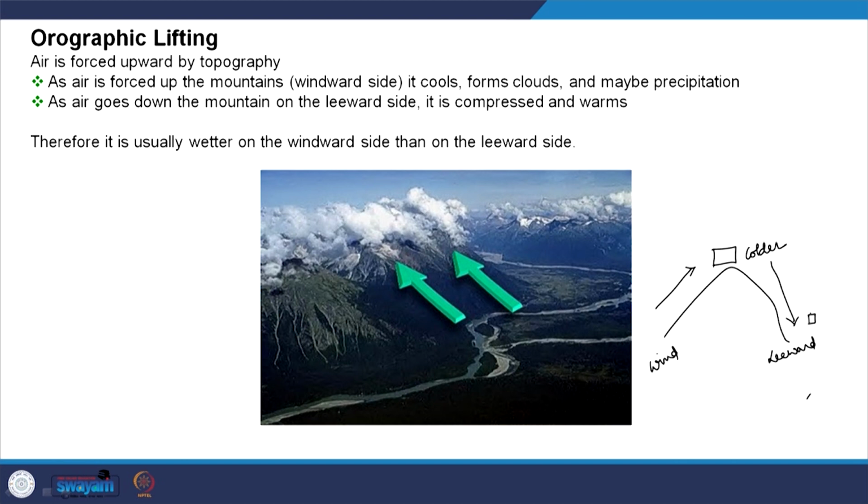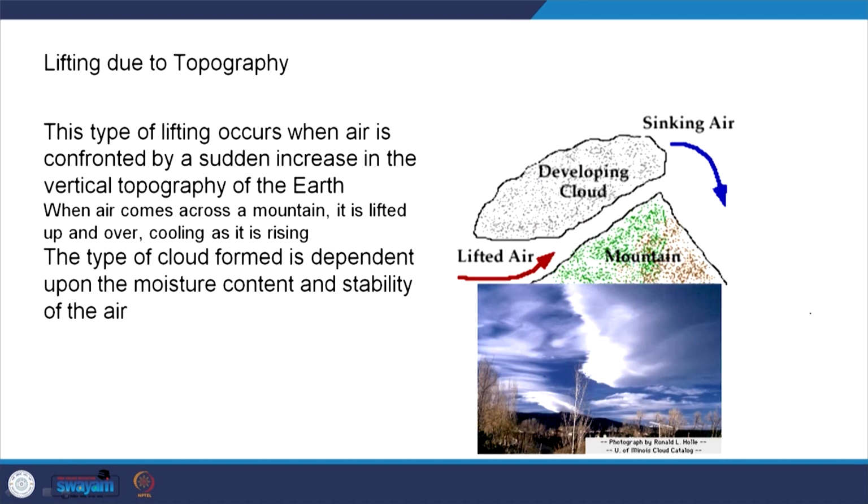So generally what happens, let us say this is the main effect. It is usually wetter on the windward side than the leeward side. We know this very well from our earlier classes, right. In this idea of lifting of air parcel by the topography, this type of lifting occurs when air is confronted by a sudden increase in the vertical topography of the earth. When air suddenly comes across a mountain, it is lifted up and over, causing cooling as it rises.